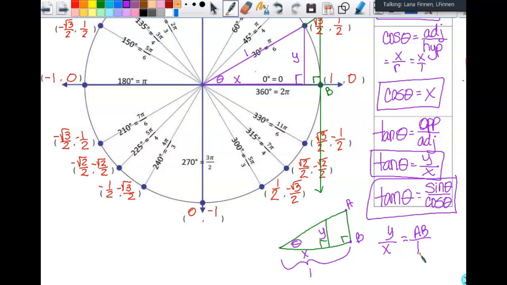How else can we define Y over X? It's tangent theta, right? So tangent theta equals the length of AB. So this length is cosine theta. This length is sine theta. And that's how we get our ordered pair. The length of AB right here, this is tangent theta. And look at how that line segment is related to the circle. It is tangent to the circle.